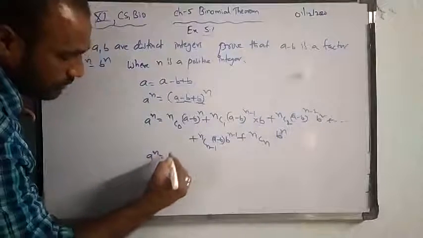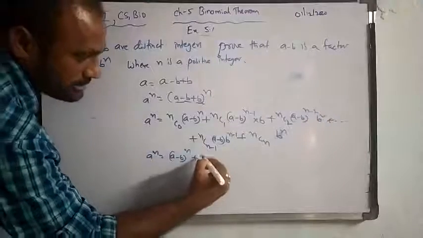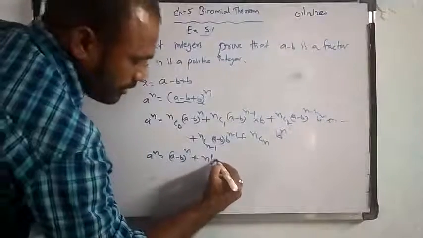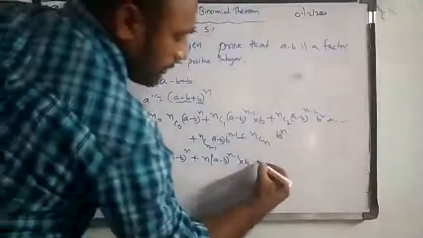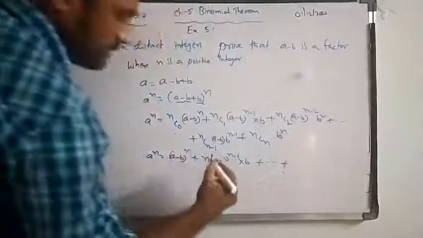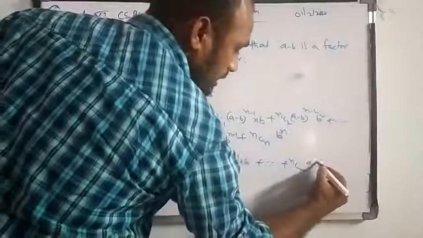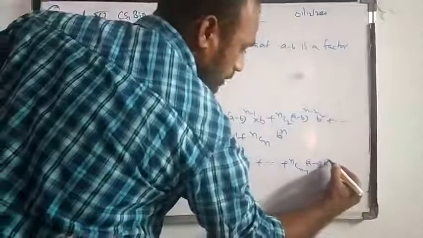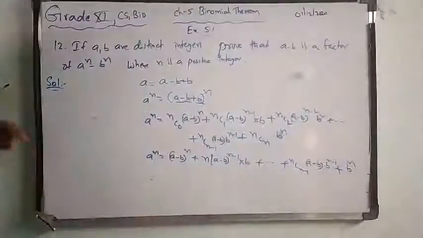Next step, nC0 is 1, that is (a minus b) whole to the power of n plus n into (a minus b) whole to the power of n minus 1 into b plus and so on plus nC(n minus 1) (a minus b) b to the power of n minus 1 plus nCn is 1, that is b to the power of n. So plus b to the power of n, I am going to transpose this side.